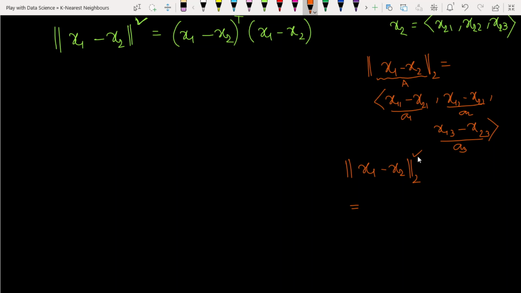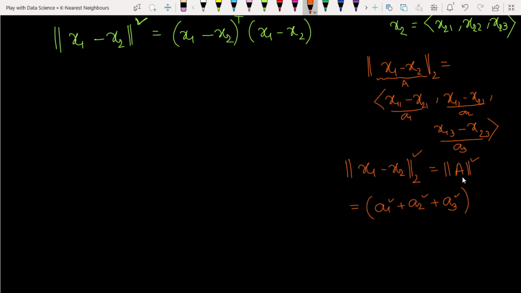If you consider the L2 norm, this means the distance from the origin. So this will be a1 square plus a2 square plus a3 square. This is simply a square, or in another language, the norm of a squared.